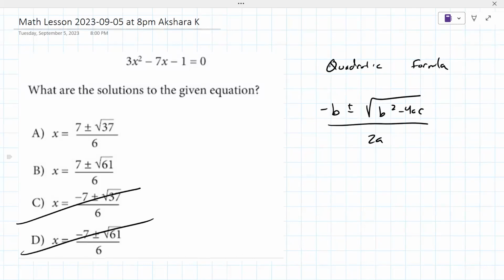Okay. So now I mean, it's not that you need to even write it out. You just have to be able to do the part of the quadratic formula that's different between them, which is the b squared minus 4ac. And they've chosen answers that are kind of the typical sign errors that you will see when you're doing this.